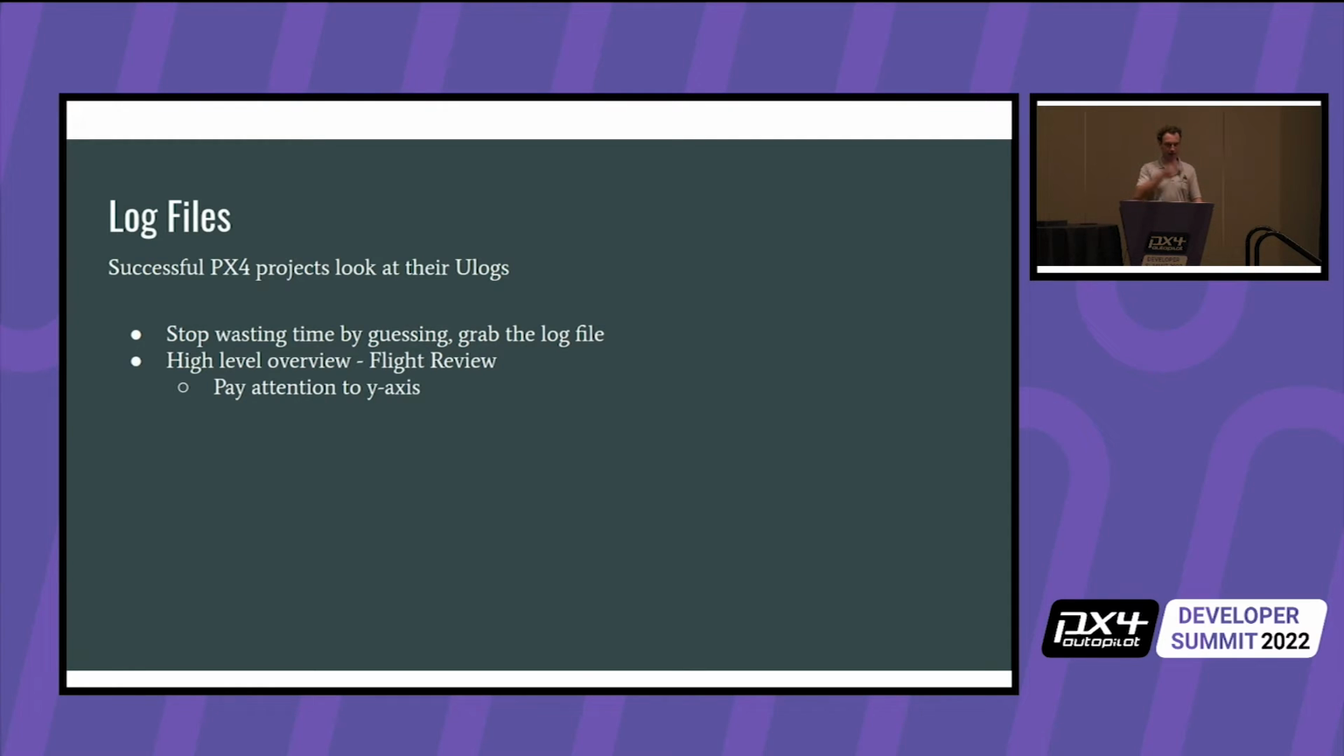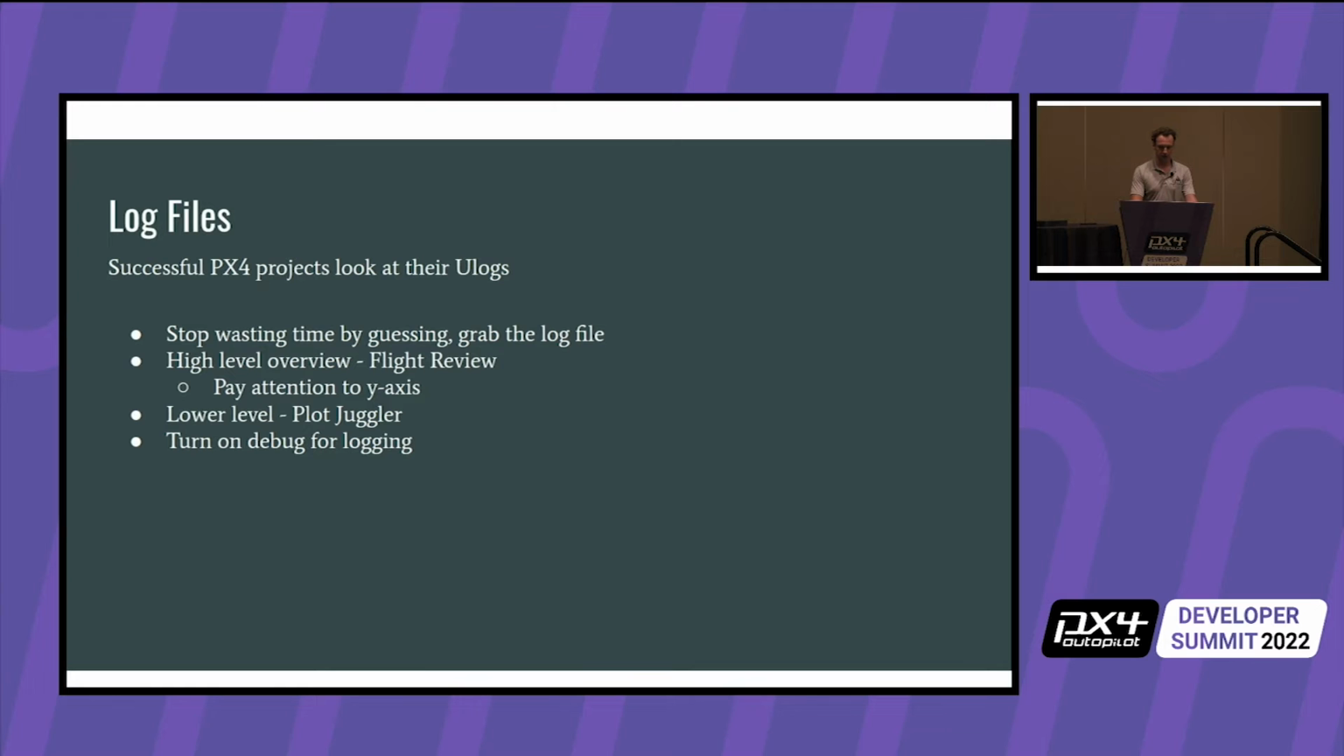Pay attention to the y-axis in flight review. I've had so many times where people are like, yeah, see this line? It's like doing this. It's like, yeah, but it's from like 0.1 to 0.2. Like, it doesn't matter. Like, I don't think that's it. Lower level, if you want to go lower level, then pop open PlotJuggler, obviously.